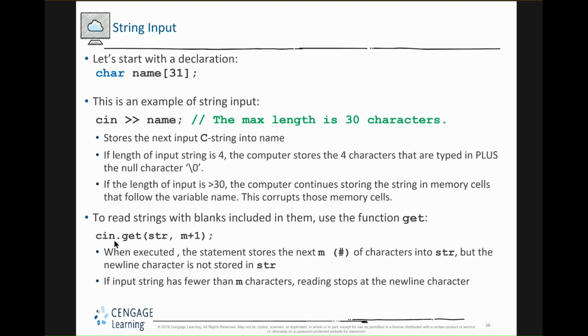So cin.get(str, m+1), where str could be whatever string variable. When executed, the statement stores the next m characters. So it could be 5 characters, 2 characters, 8 characters, plus 1, which is that null character, okay? If the input string has fewer than m characters, reading stops at the newline character, okay?